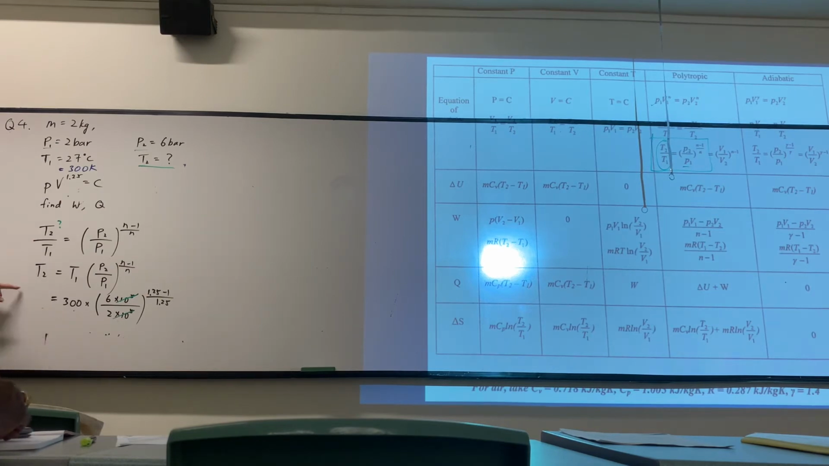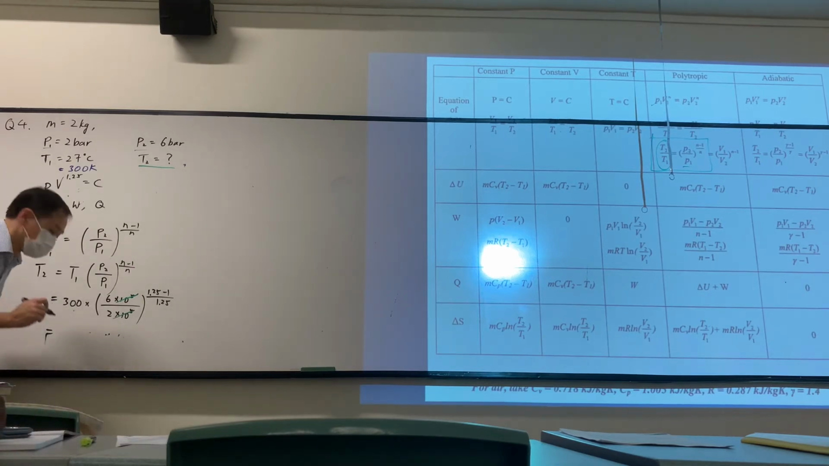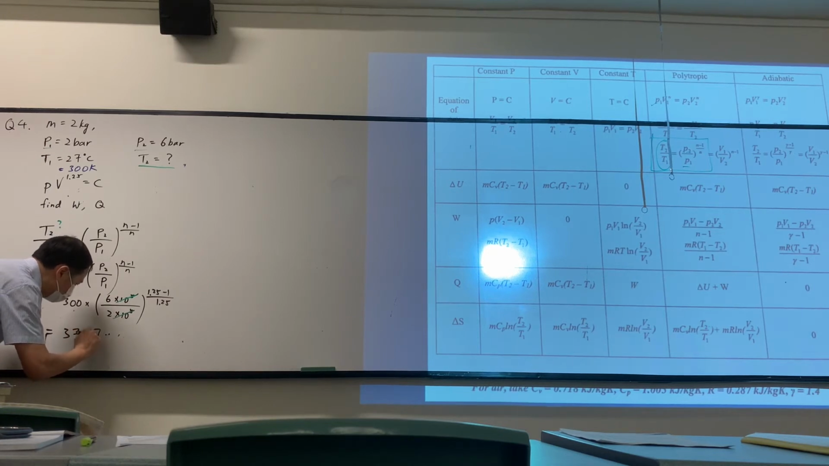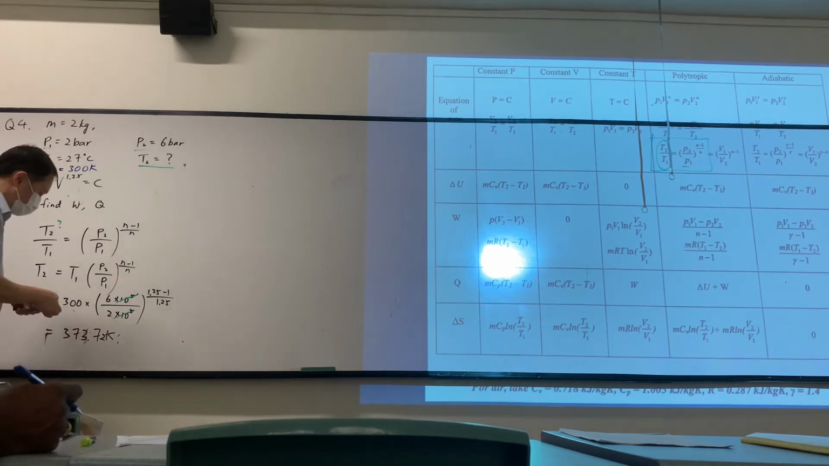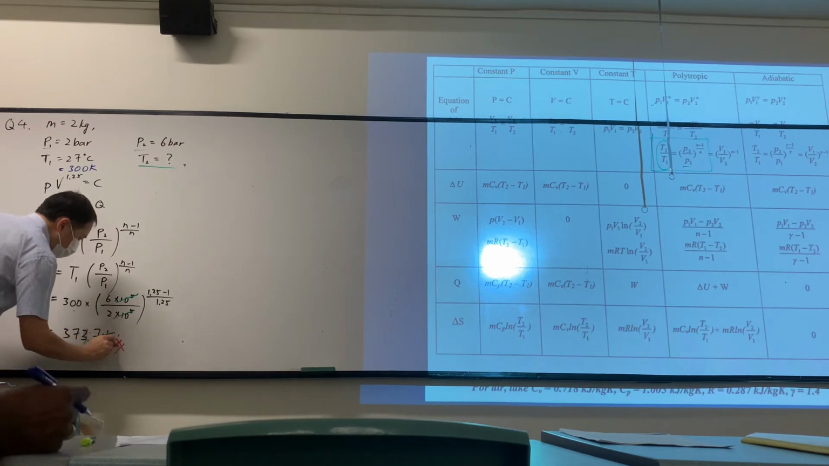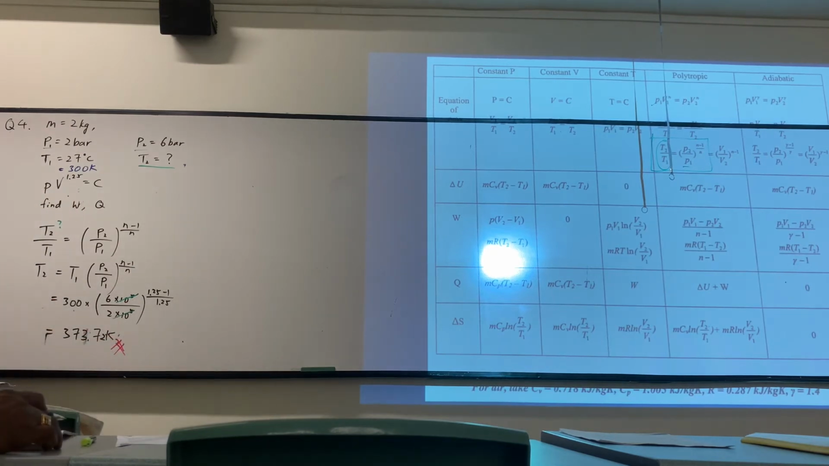Okay, with this we can calculate T2. So what do we have? 373.72. Okay, very good. So 373.72 Kelvin. So that's the answer. I just leave my answer in Kelvin, unless the question asks me to convert to degrees C, then I convert. Otherwise, I just leave it this way.